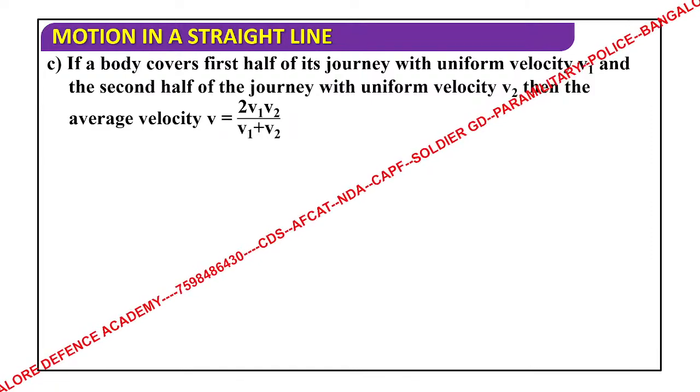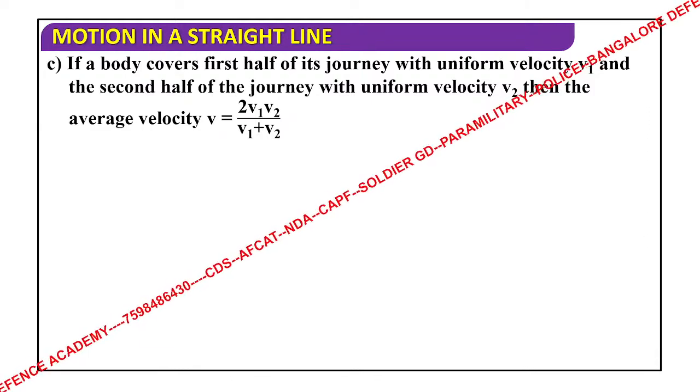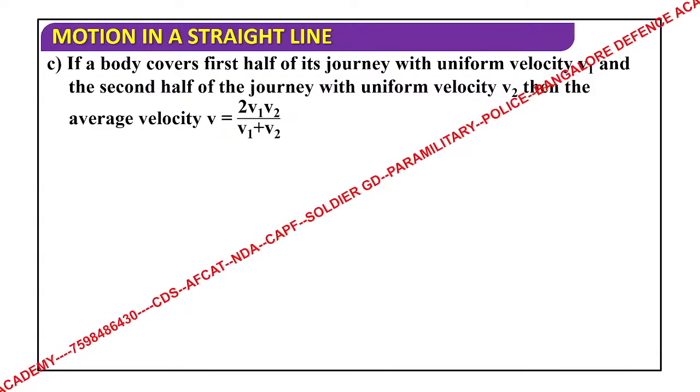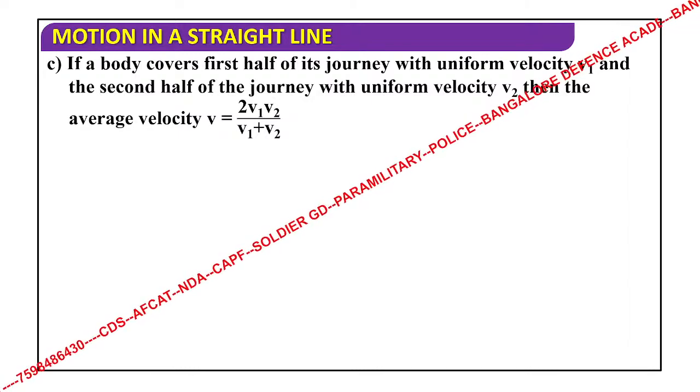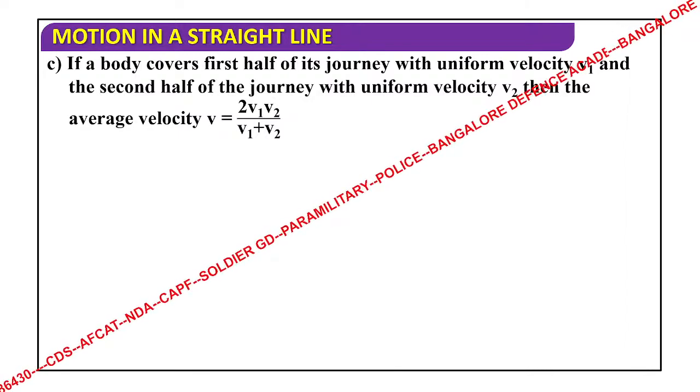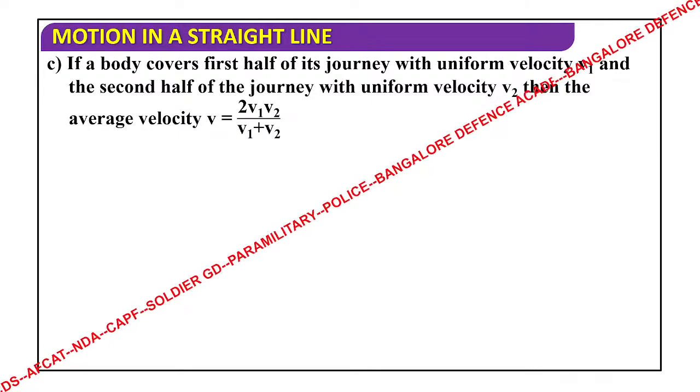if a man is traveling from his home to office at 30 km per hour and returns from his office to home at 50 km per hour, what is the average speed? So that time you are going to use this formula.